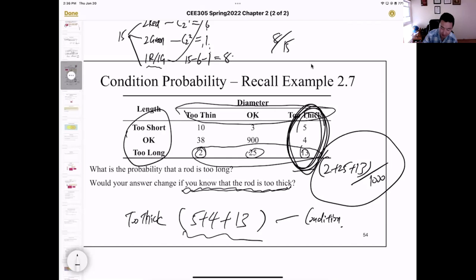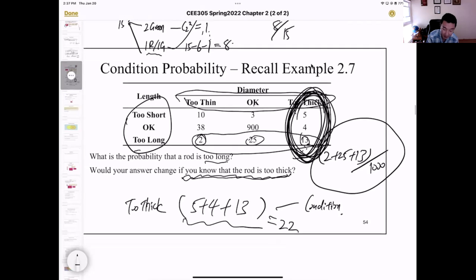How many rods are too thick? 5 plus 4 plus 13, so that is equal to 22. Okay. So within this 22, how many rods are too long? 13, right? 13 are too long. So the answer will change if we already know the rod is too thick.